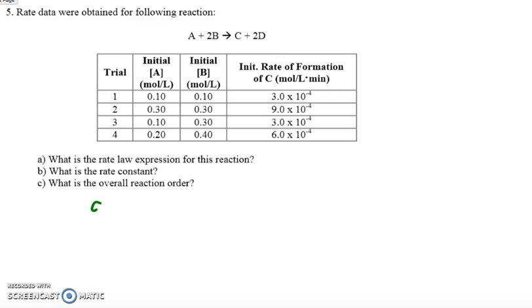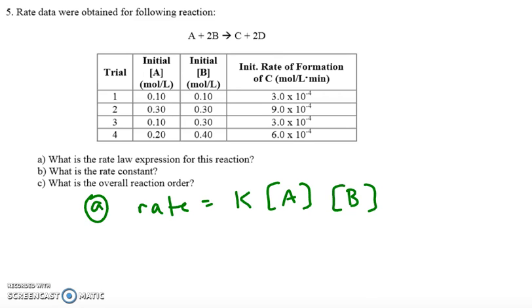Okay, so the rate law expression always starts out the same way. Rate is equal to K times the initial concentration of one of our reactants times the initial concentration of the other reactant. If you had 3 reactants, you'd have to include all 3. Now to finish off that rate law expression, we have to figure out the exponents that will go on the A and the B.